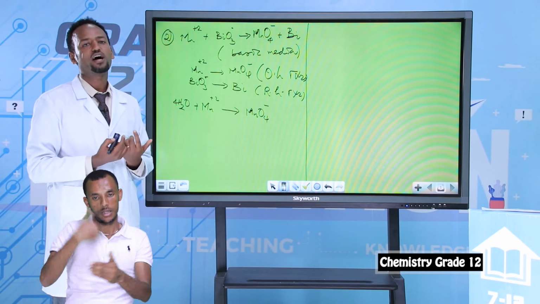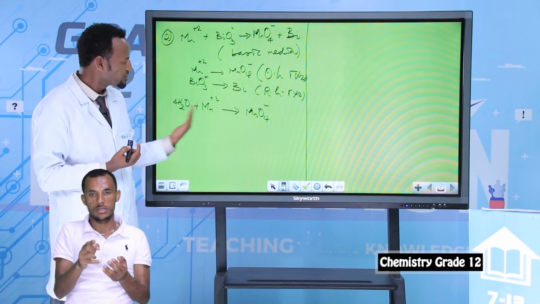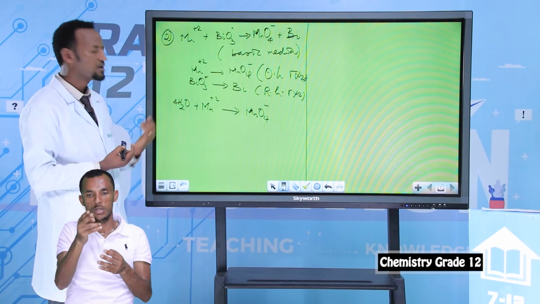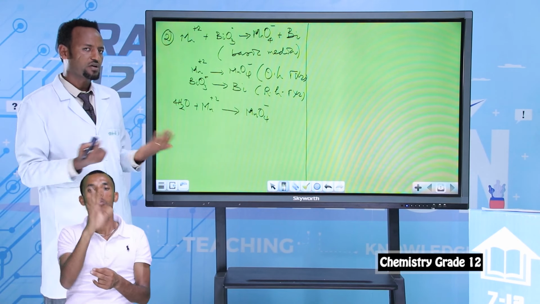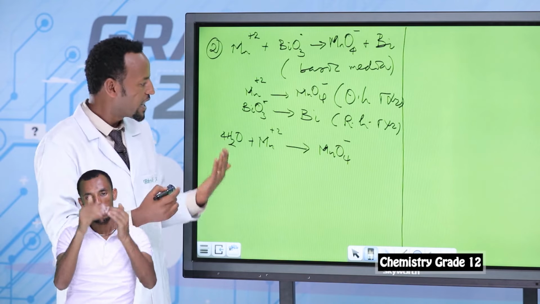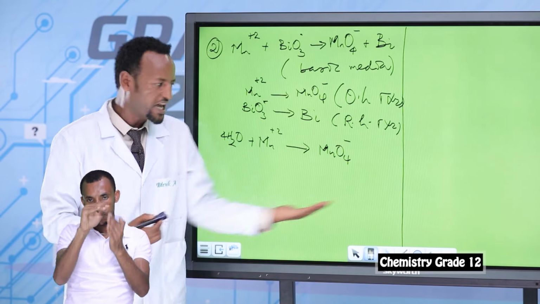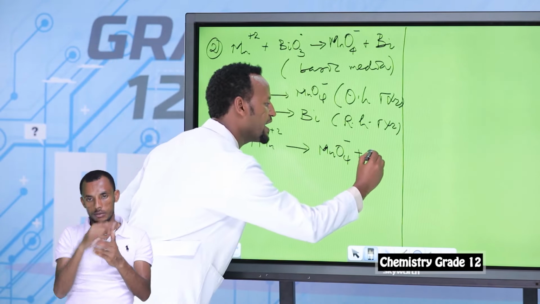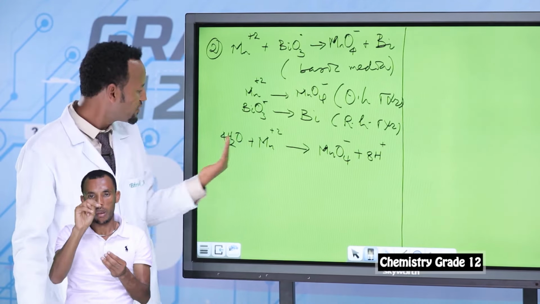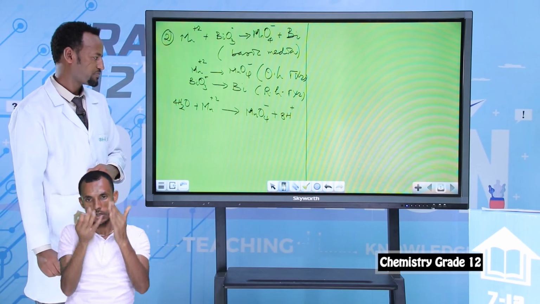Then balance the hydrogen atoms. Look, in the product position, there is no hydrogen. In the reactant position, how many hydrogen? 4 hydrogen or 8 hydrogen? 8 hydrogen, because 4 times 2 is 8. The deficiency of hydrogen is in the product position. How much? 8. Therefore, 8 H plus in the product position.